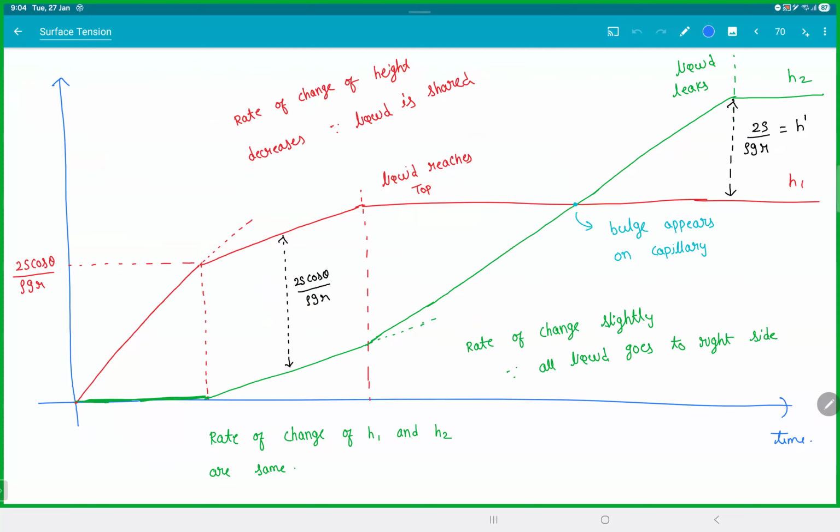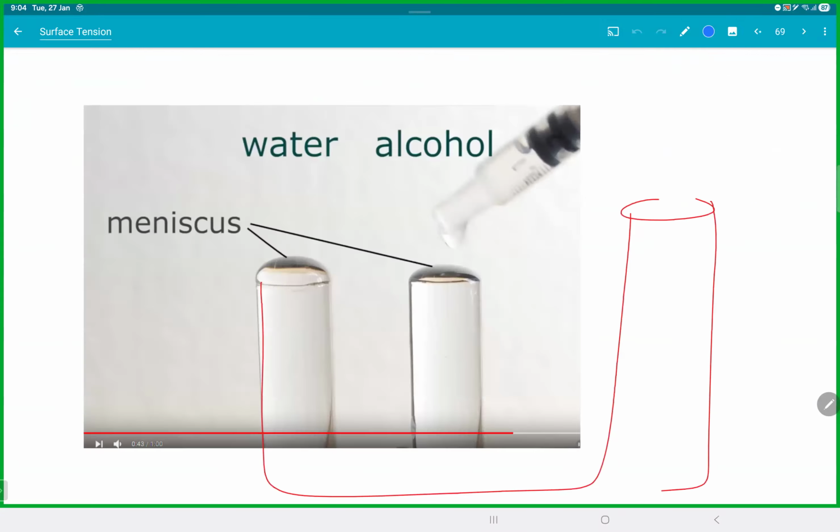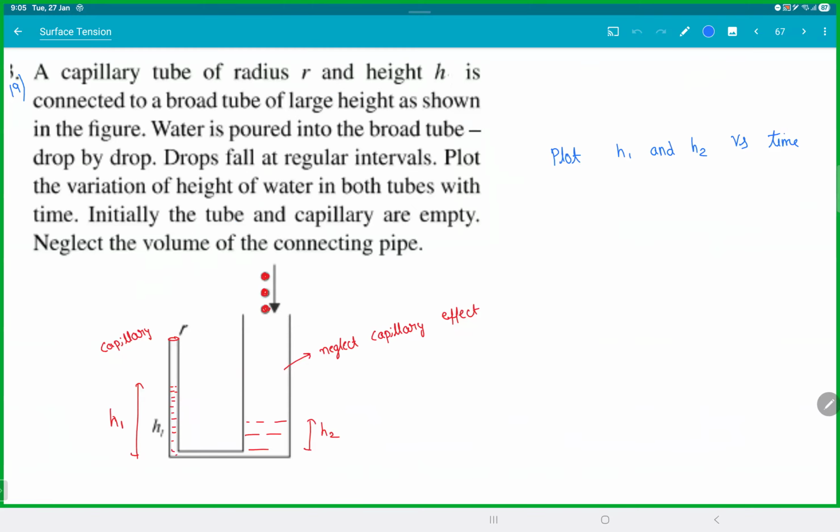All clear with this? That's a pretty good question. You should definitely try. So with that, we are done with surface tension. Again, like I said, it's a small chapter. Viscosity, surface tension, and elasticity combined is one chapter called properties of matter. We are doing it separately.